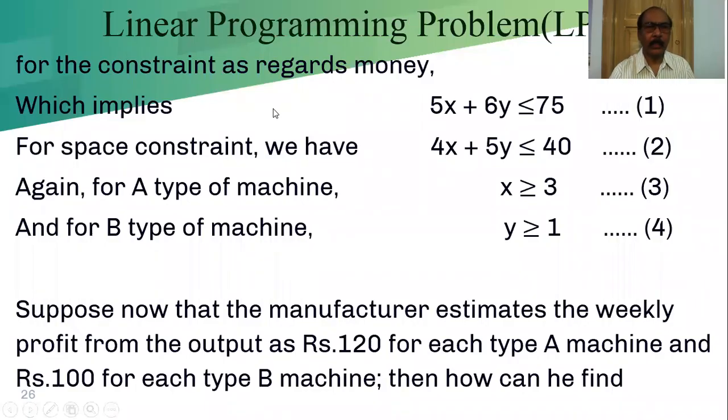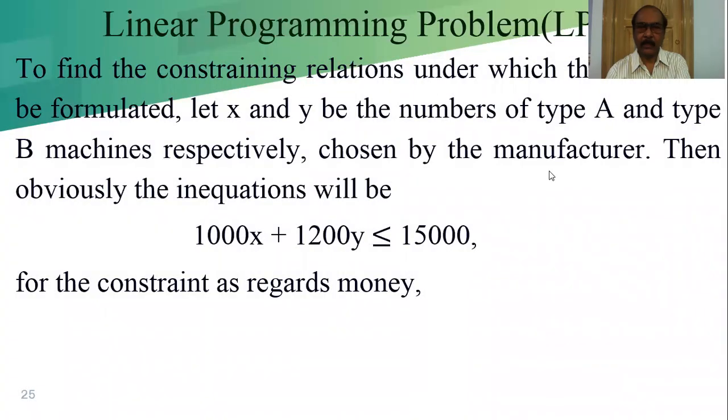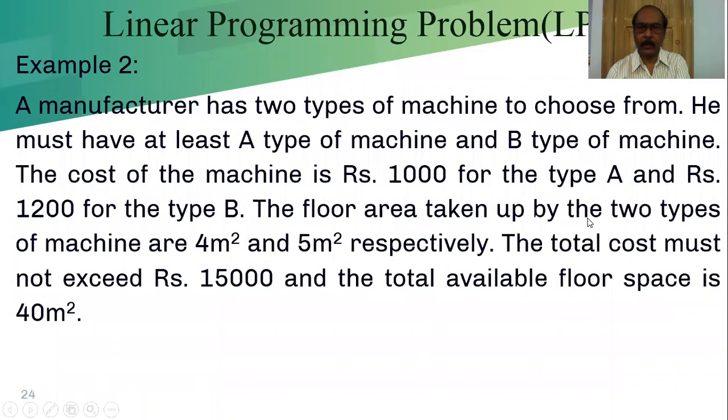Here a few data are missing. There are two limitations: one is the case of 5 meter square and 6 meter square. For that time the floor limitation is 75 meter square, and another constraint is there: 4 meter square and 5 meter square. This is related to the floor space that is given.